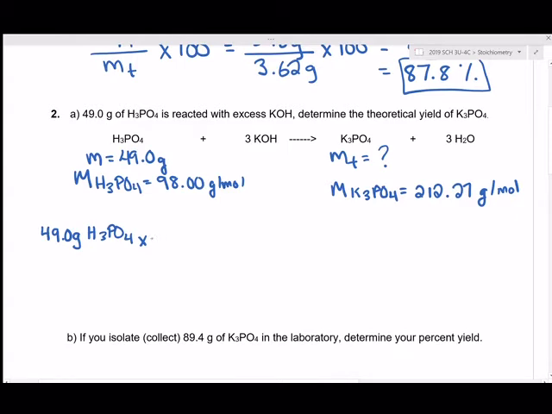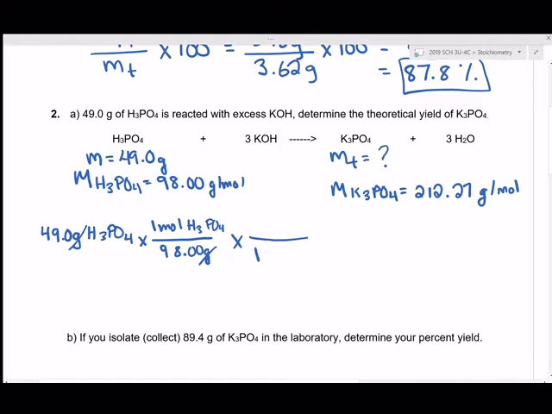All right, so if we have mass, we have to get to moles. So 1 mole of phosphoric acid, we said, has a mass of 98 grams. So the grams are going to cancel. You're going to be left with moles of phosphoric acid. So once you're at moles of something, that's when you get to hop to moles of something else.